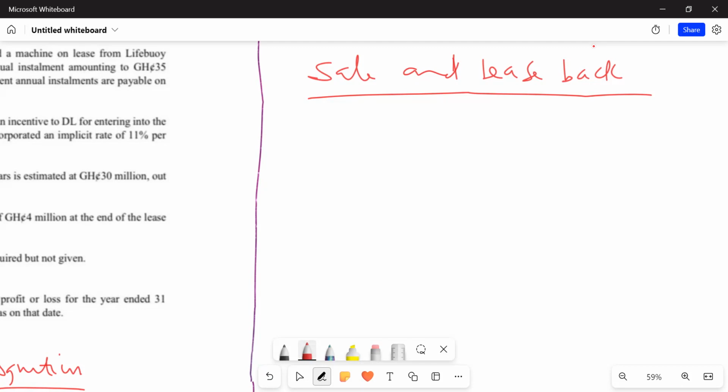So if there is a sell and leaseback, the first question that you have to ask yourself is, can this particular transaction be recognized as a sale? If the ownership, risks, maintenance, and everything associated with the asset has been passed on to the third party or the customer, then we say that that is a sale. But if ownership, risks, and all those things associated with the asset are still with the original owner, that is not a sale. So we first have to determine whether the transaction constitutes a sale. If it does, then it must be accounted for in accordance with IFRS 16 Leases.